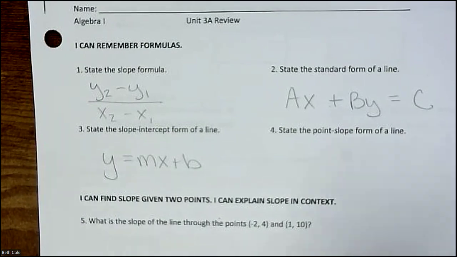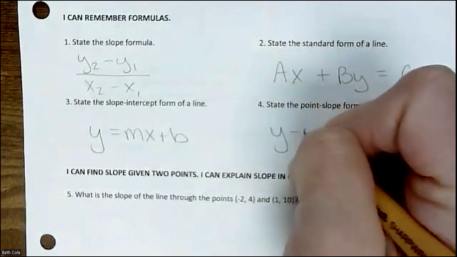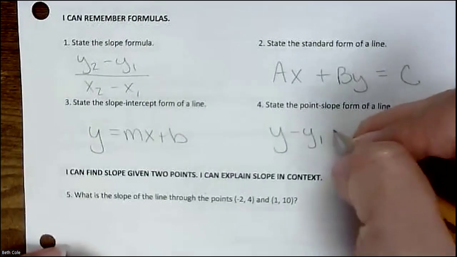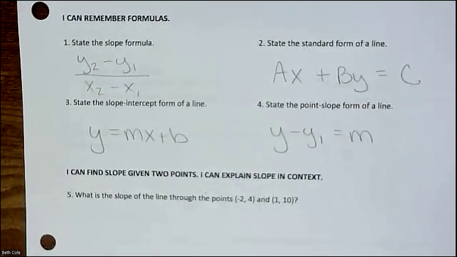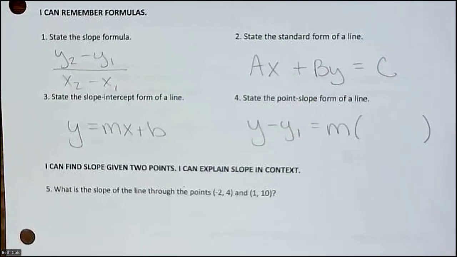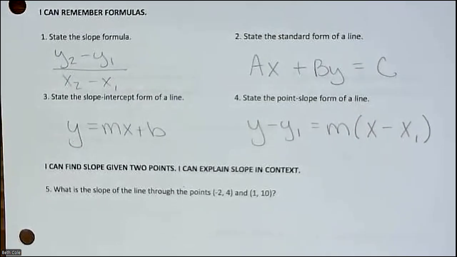Okay. And then this is the really tricky one to remember. It is y minus y1. It's like in a problem, it would be like y minus 4. Like there'd be a number there. Equals your slope. M is slope. And then in parentheses, what comes next? You're going to have to focus back there, or I'm going to have to move you up. X minus x1. Good. That's the hardest one to remember.